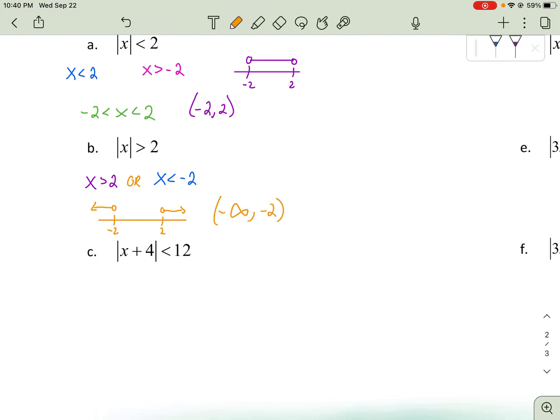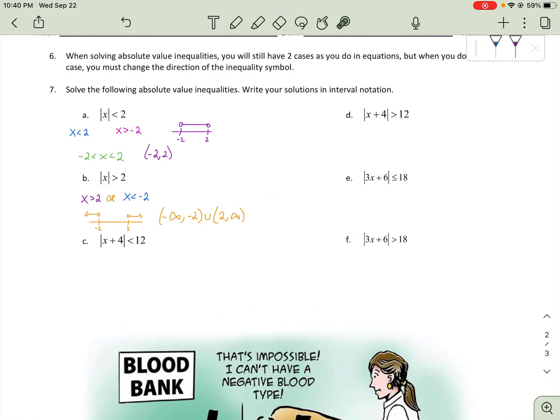Negative infinity up to negative 2, union symbol, if you remember that, 2 to infinity. So 2 to infinity describes this, and negative infinity to negative 2 describes that side. Okay?